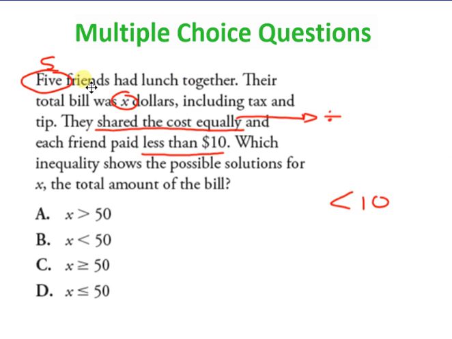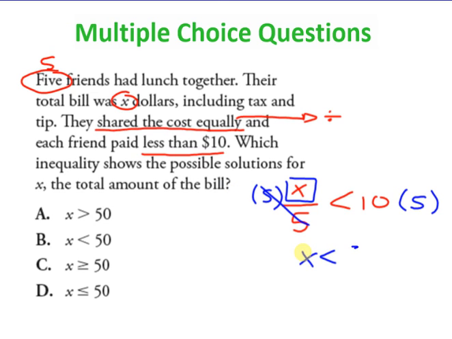Okay, then 5 friends split the bill. Well, we don't know how much the bill is, so X, total bill, divided by 5. Now go ahead and solve. Box the variable. This is division, so do multiplication. These cancel. X is less than 50, which is going to bring you right to B.